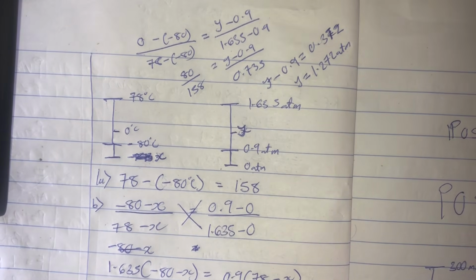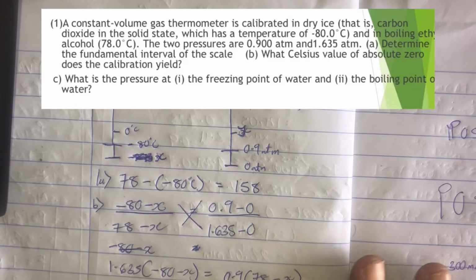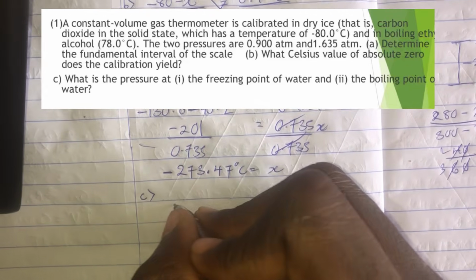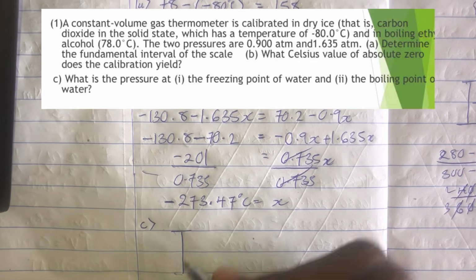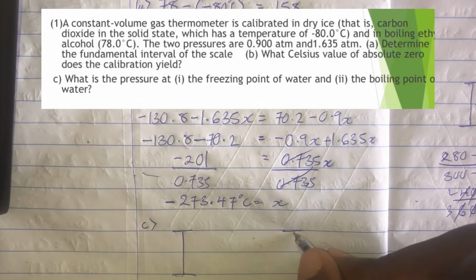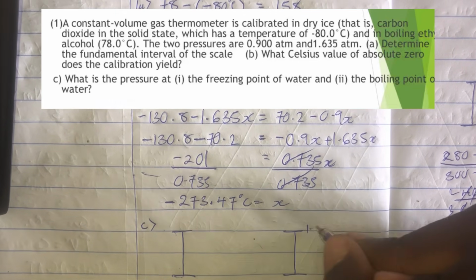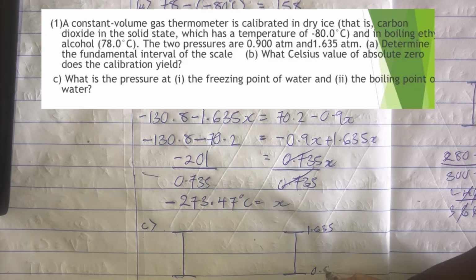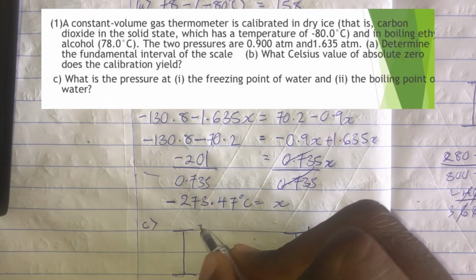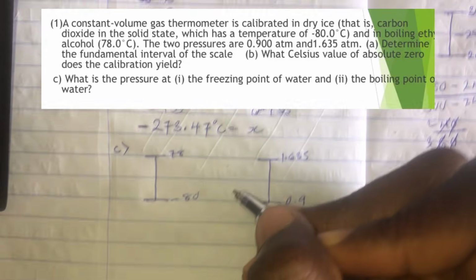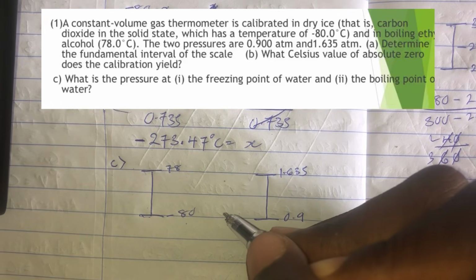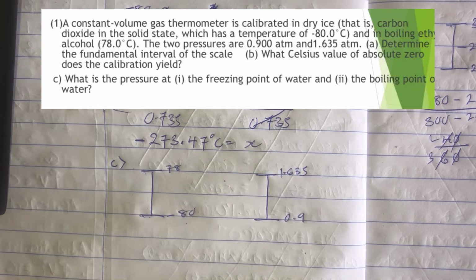So question D now says, what is the pressure at? Let's draw the scale. So this is the scale. So we have to move in the camera. The camera 1.635, 0.9, right? 78 minus 80. Okay, so they asked what is the pressure at boiling point of water.